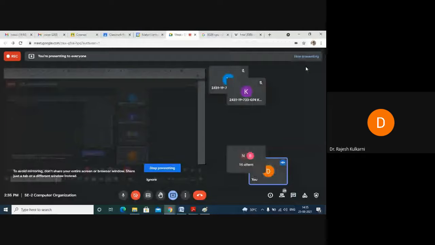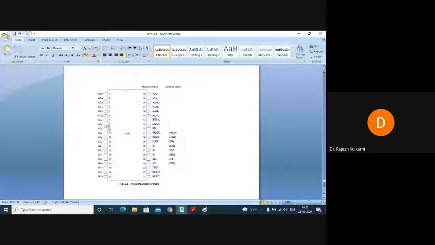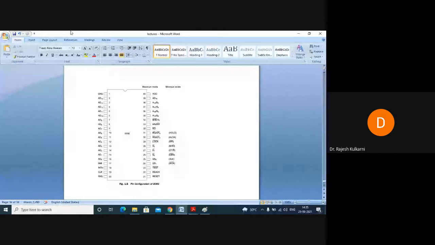We'll look at the data and try to discuss this 8086 pin diagram. How many pins are you seeing? You are seeing 40 pins. This CPU is a 16-bit CPU. But previously 4004, 8088, then 8085, so your 8088 and 8085 were 8-bit CPUs.